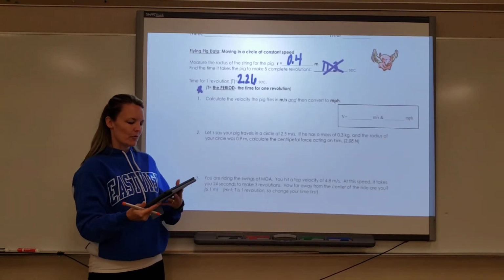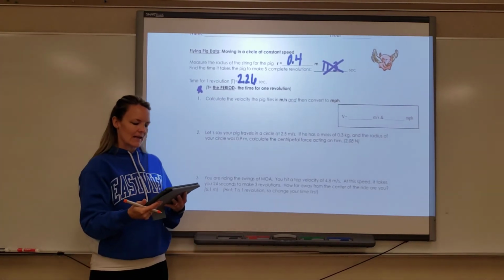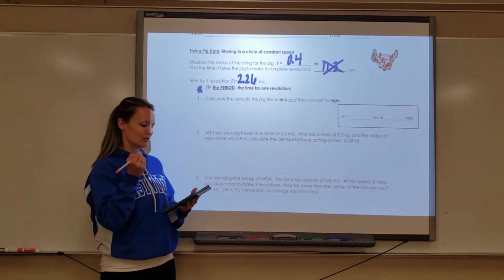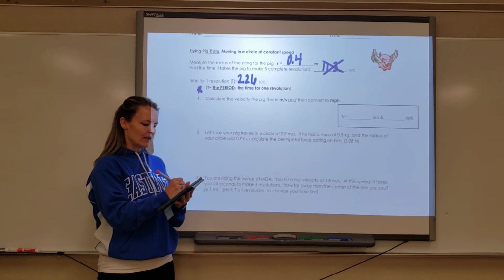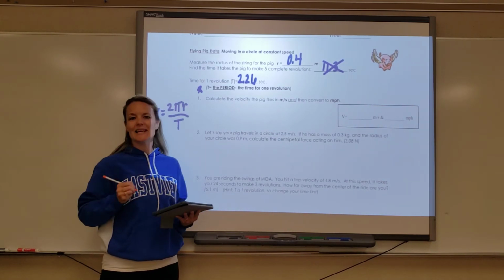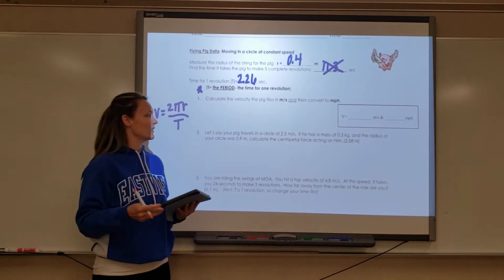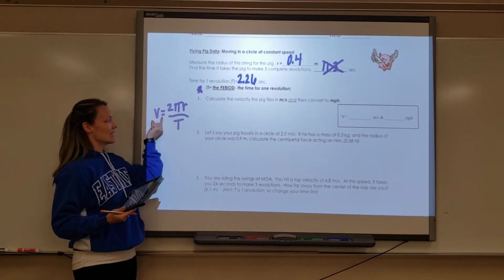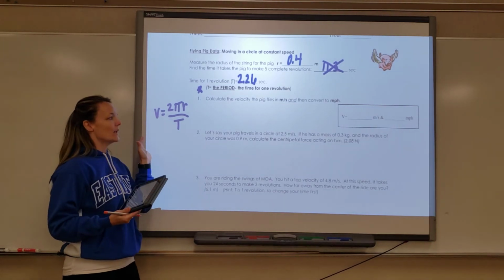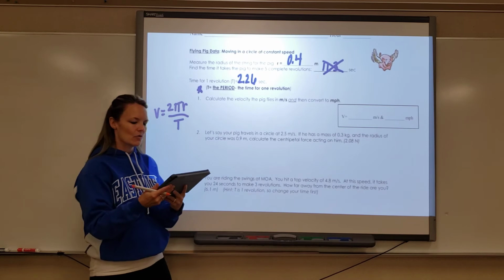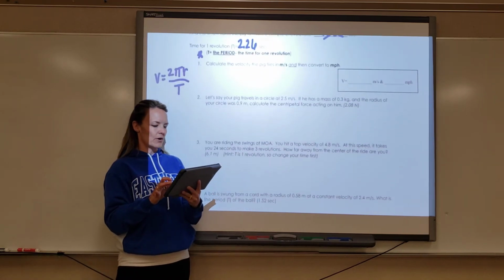All right, for number 1, you're going to calculate the velocity the pig flies in meters per second, and then you're going to convert it into miles per hour. So V equals 2 pi r over T, the velocity of an object moving in a circle. You're going to use this right here in order to calculate the velocity. Once you have it in meters per second, you're then going to do a 2-step conversion in order to change it to miles per hour.